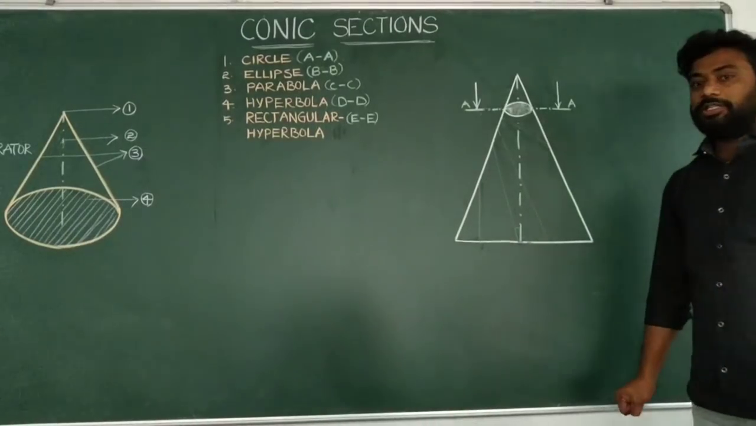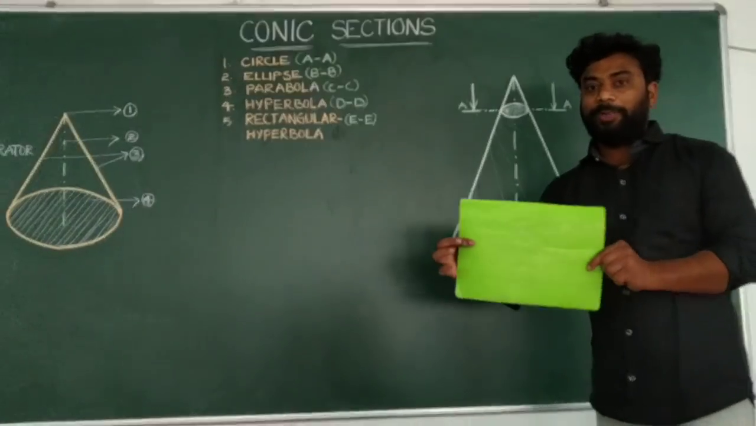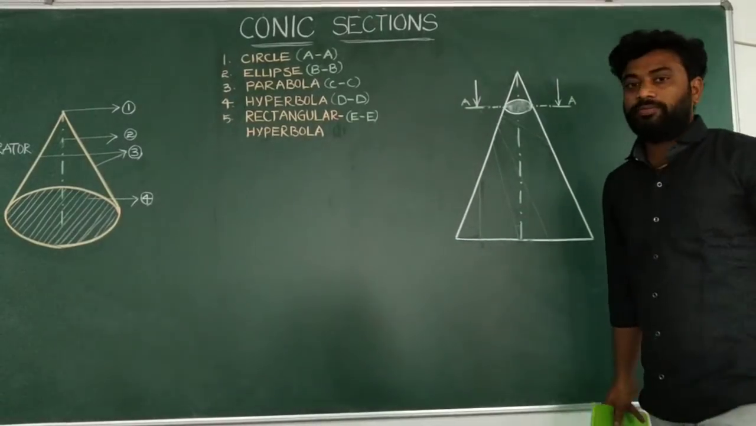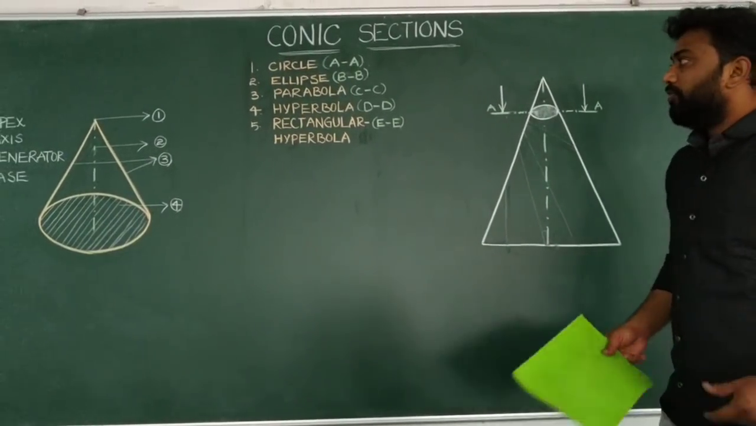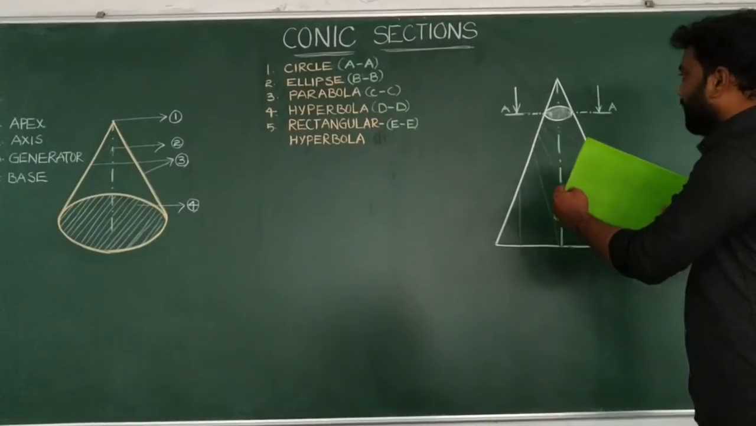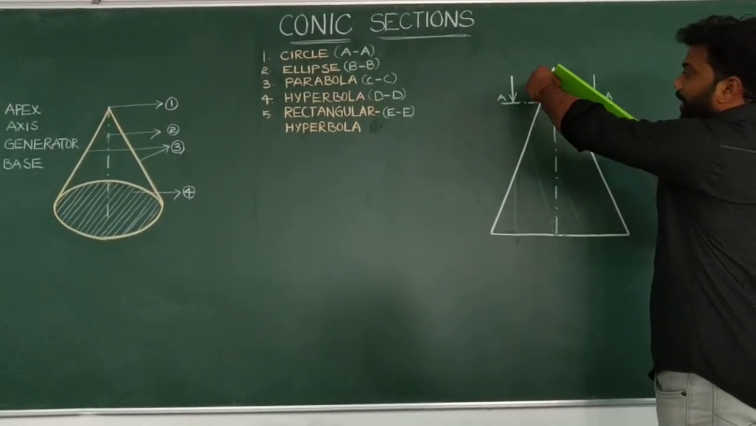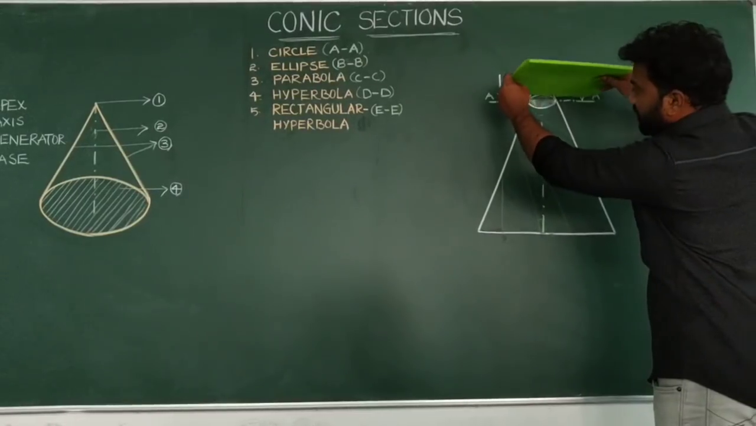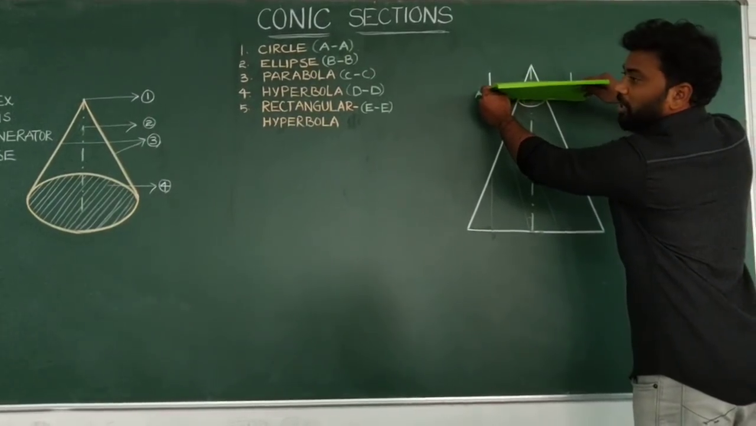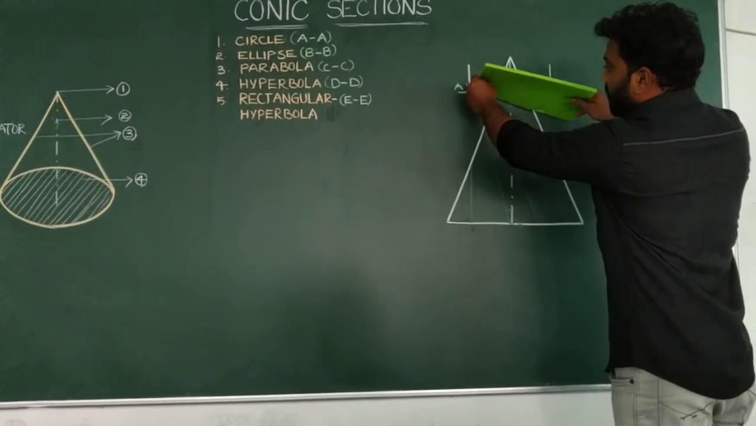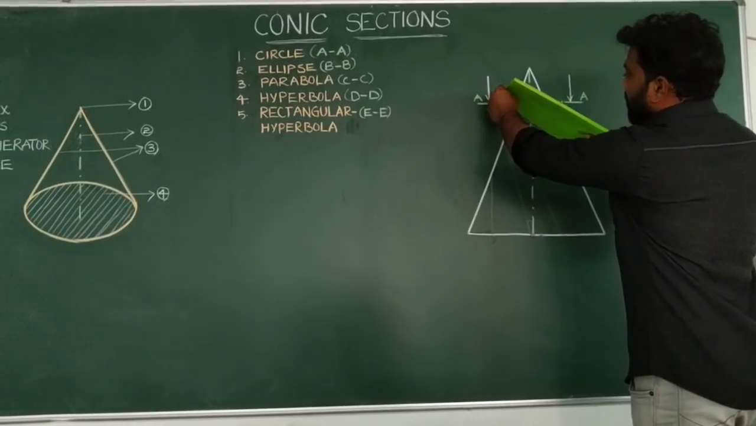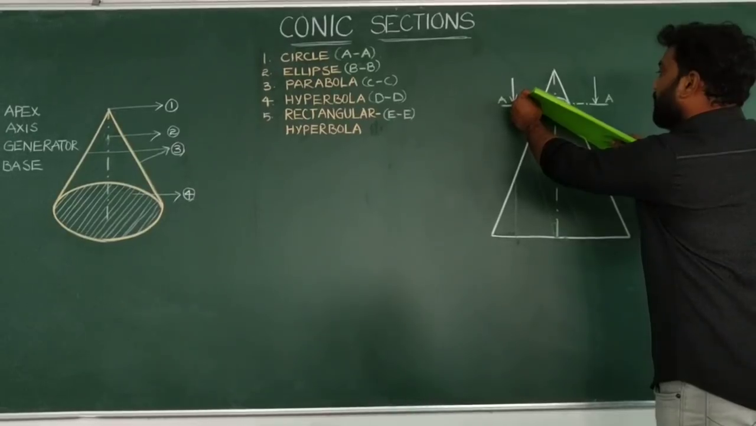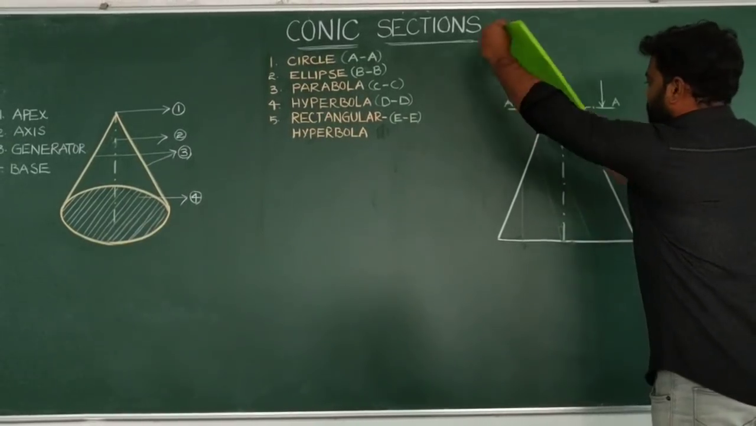Now we can see the position of the cutting plane to obtain an ellipse. That means we are going to cut the cone. So here we can see the position of the cutting plane. This one is making 45 degrees inclination with respect to the axis. In the previous position it was perpendicular to the axis, but here it is making 45 degrees inclined to the axis of the cone. So we can cut the object in this position.